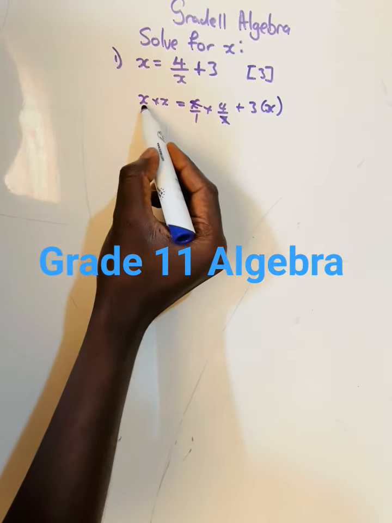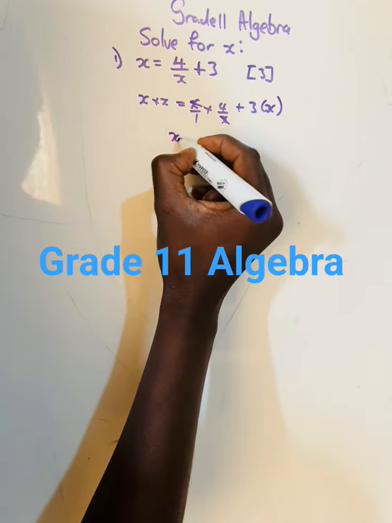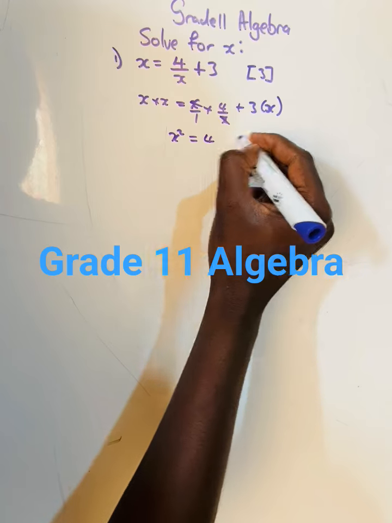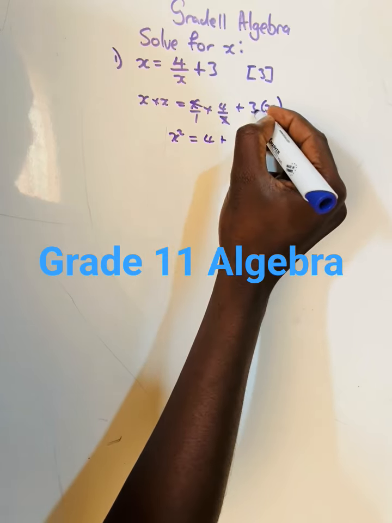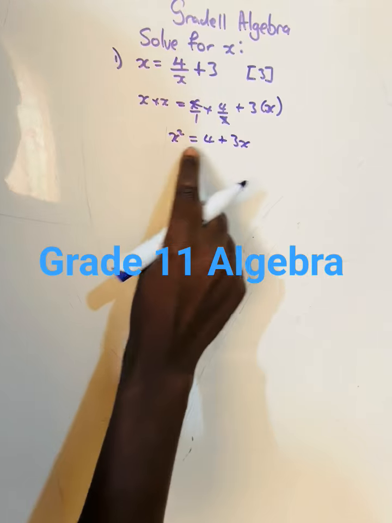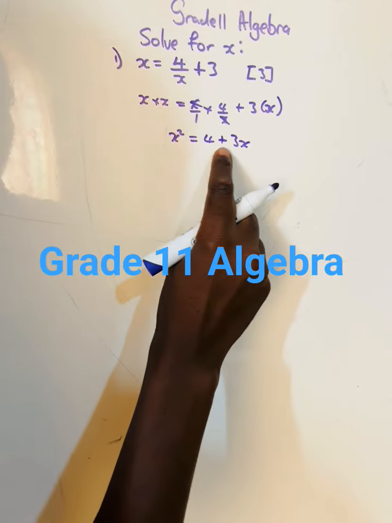Then now I come here and I say x times x, which is equal to x squared, which is equal to, now I'm left with 4 here only. I have a positive sign there. Then I've got 3 multiplied by x, which is equal to 3x. So I've got x squared, which is equal to 4 plus 3x.